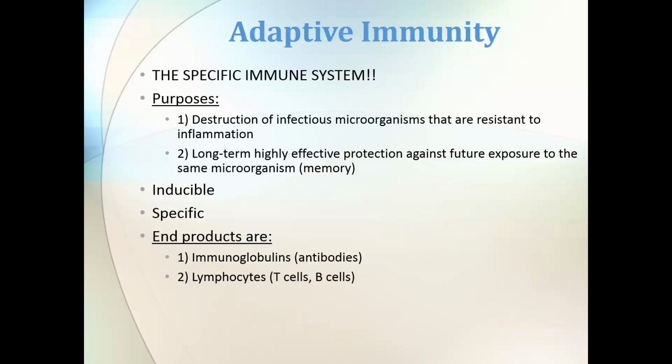So the purposes of adaptive immunity are, one, destruction of infectious microorganisms that are resistant to that second line of defense. And two, it has long-term, highly effective protection against future exposure to the same pathogen. So it has memory. That's why it's very specific and more sophisticated than inflammation.